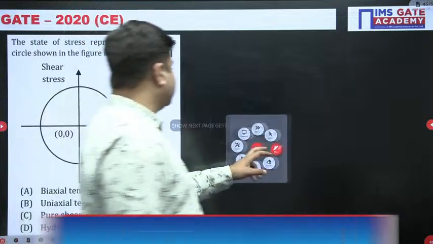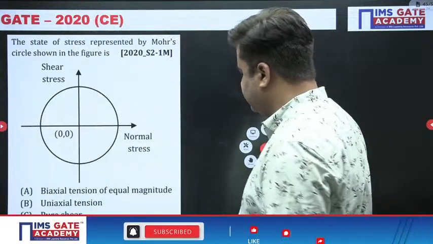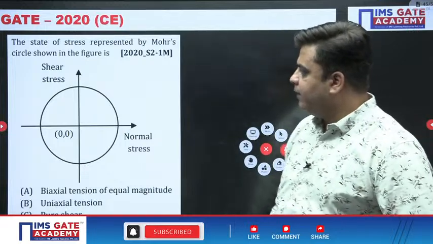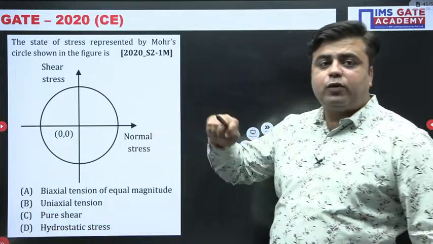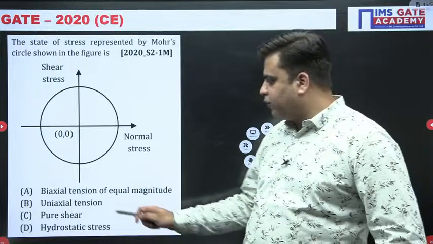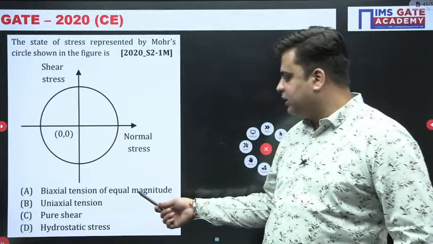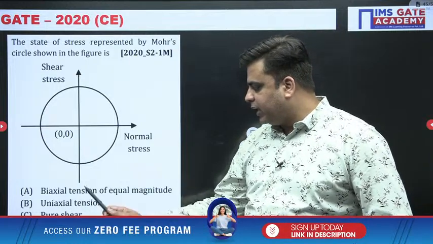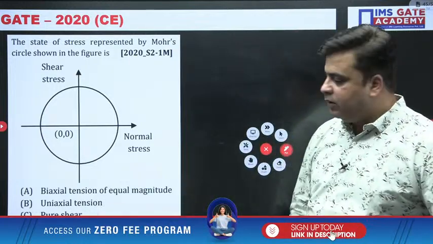Now, this is a question asked in civil engineering. They have given you the Mohr circle and they want you to identify which loading this Mohr circle is for. Four different types of loading are given: biaxial tension of equal magnitude, uniaxial tension, pure shear and hydrostatic stress. Okay, one by one.